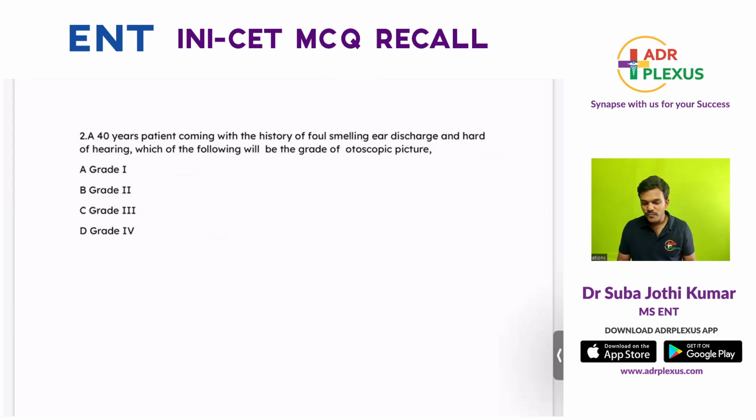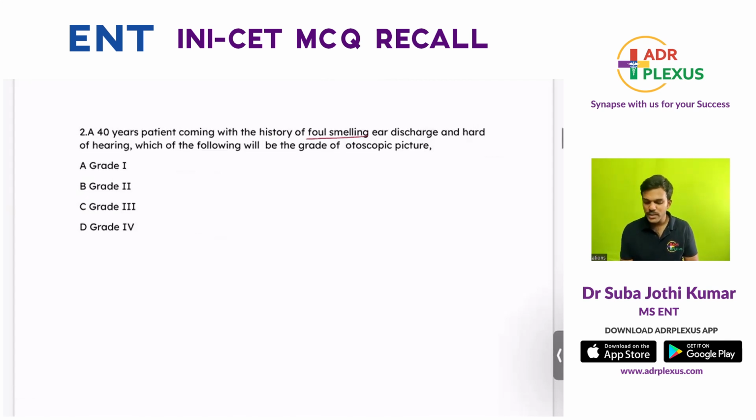A 40 year old patient comes with a history of foul smelling discharge and hard of hearing. Which of the following will be the grade of the otoscopic picture? First thing is, what are they coming to tell? They're coming to tell about attic involvement, or we can call it squamous type of COM, or atticoantral type of COM. So with the help of the question and the clues they have given, it is an unsafe type of COM, atticoantral or squamous type, whatever.